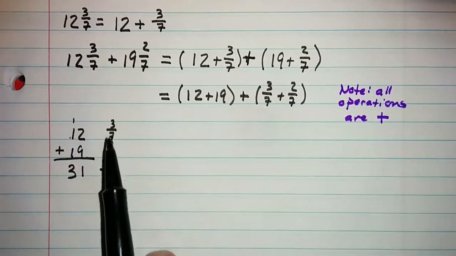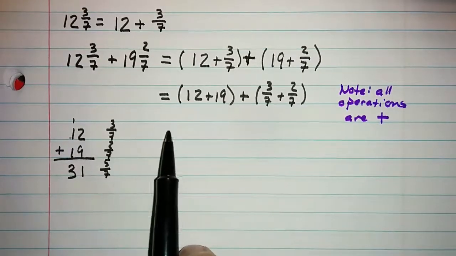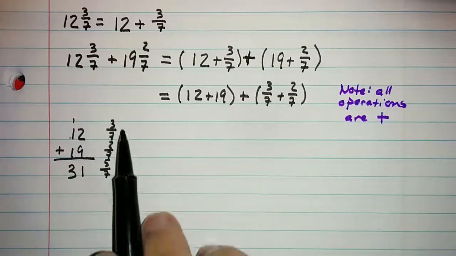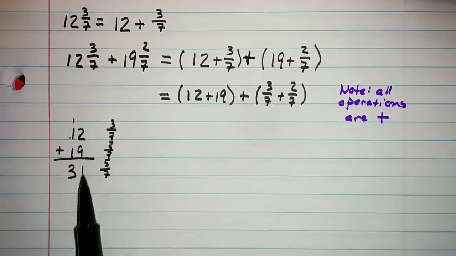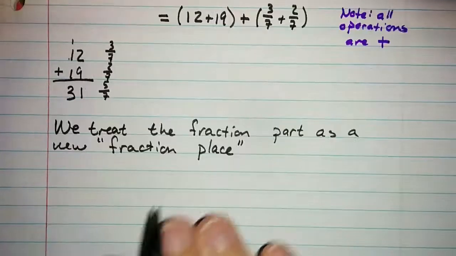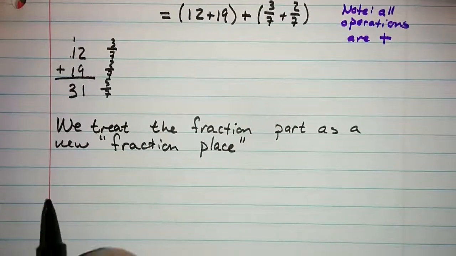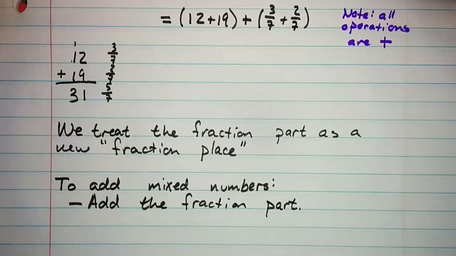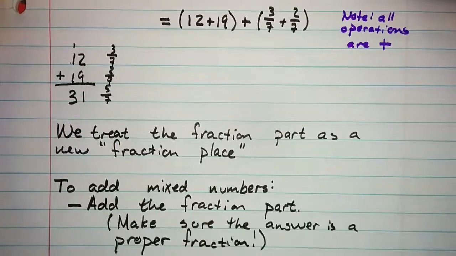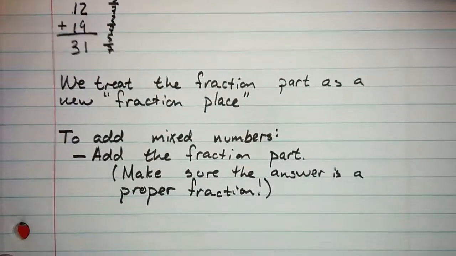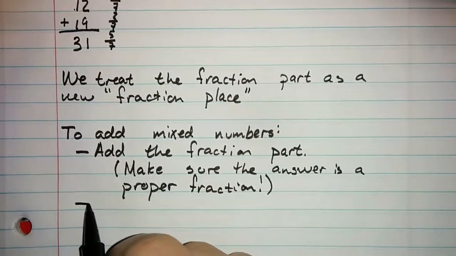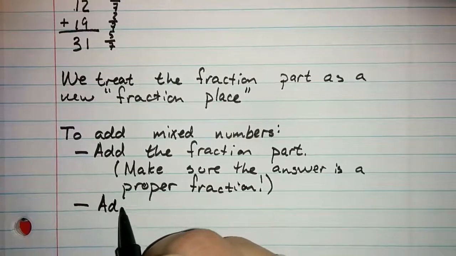Now, just as when we were adding whole numbers, we started in the rightmost column, typically when we're adding mixed numbers, we're going to start in this new fraction place. So this gives us a procedure for adding mixed numbers. First, we're going to add the fraction part. And when we do that, we need to make sure that the sum is a proper fraction. Why? Because the fraction part of a mixed number has to be a proper fraction. Once that's done, we'll add the whole number part.